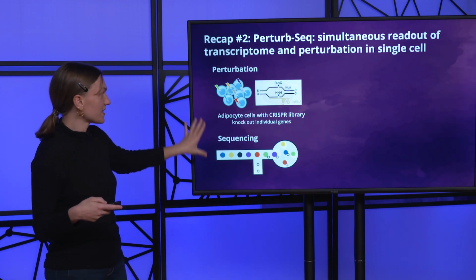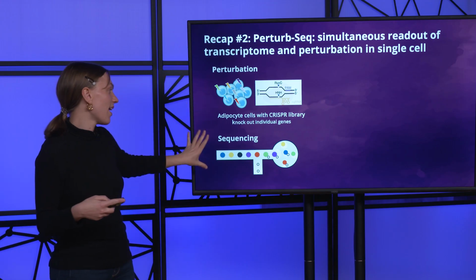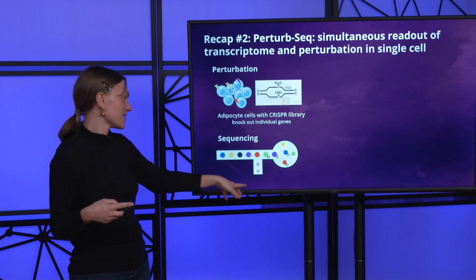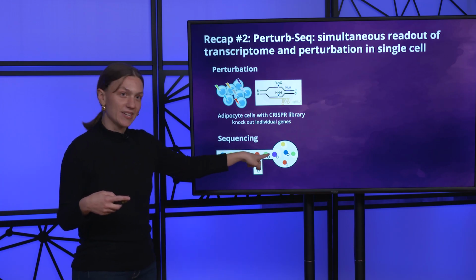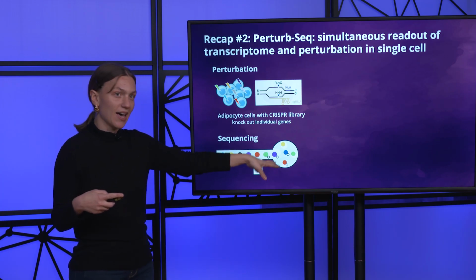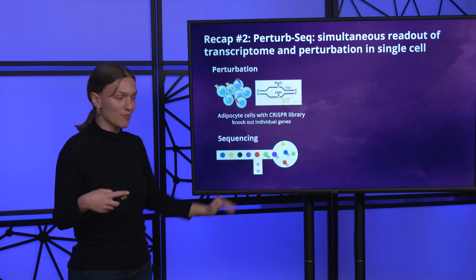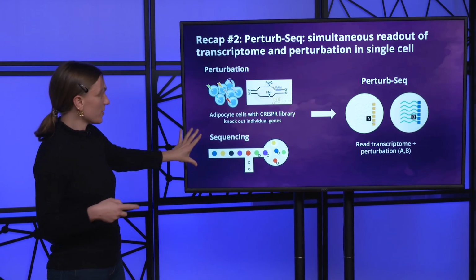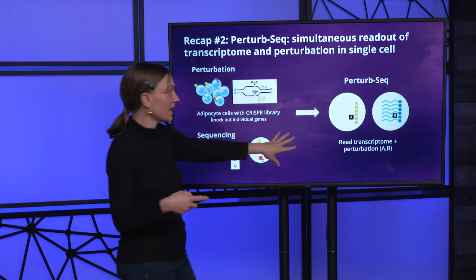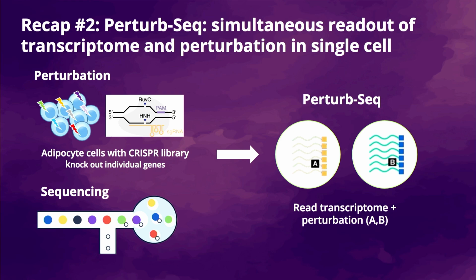And the second component is combining this perturbation with single-cell RNA sequencing. So this is the schematic of individual cells being isolated in these droplets, barcoded for then downstream counting of the individual RNA molecules, i.e. the expression levels of every gene. And so Perturb-seq is really the combination of these two technologies, allowing us to get the transcriptomes with the individual RNA molecules in the different cells, as well as the identity of the gene that was knocked out in that cell, in this case denoted by A or B.